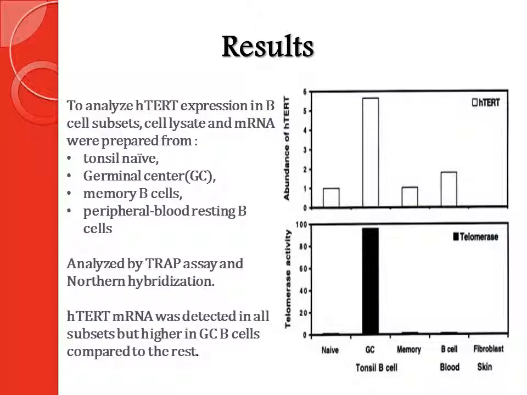HTERT mRNA was detected in all subsets but higher in GCB cells compared to the rest. Despite the fact that high levels of telomerase activity found correlated with the elevated HTERT expression in these cells, it was also noticed that HTERT was also expressed in B cells of practically undetectable levels of telomerase activity. Thus, HTERT mRNA is present in all B cells isolated from tonsils and blood, with the highest levels in GCB cells.